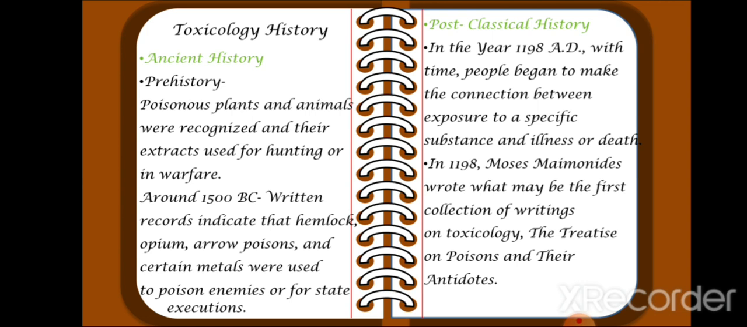In the post classical history, that is in year 1198 AD, with time, people began to make the connection between exposure to a specific substance and illness or death. In 1198, Maimonides wrote what may be the first collection of writing on toxicology under the name The Treatise on Poison and Their Antidotes.